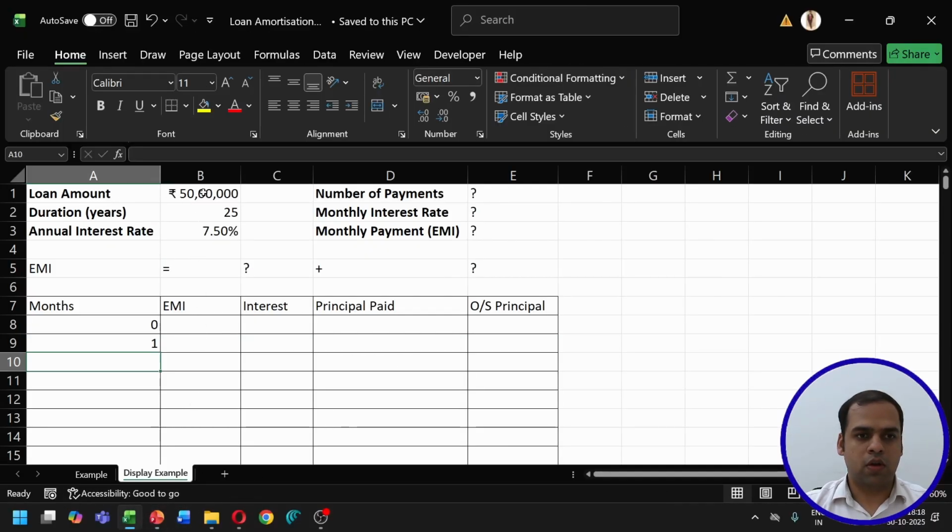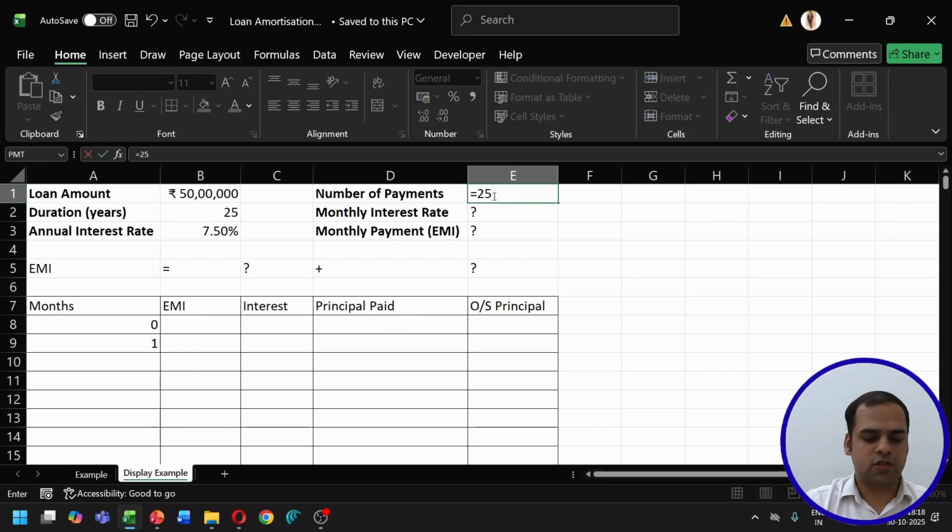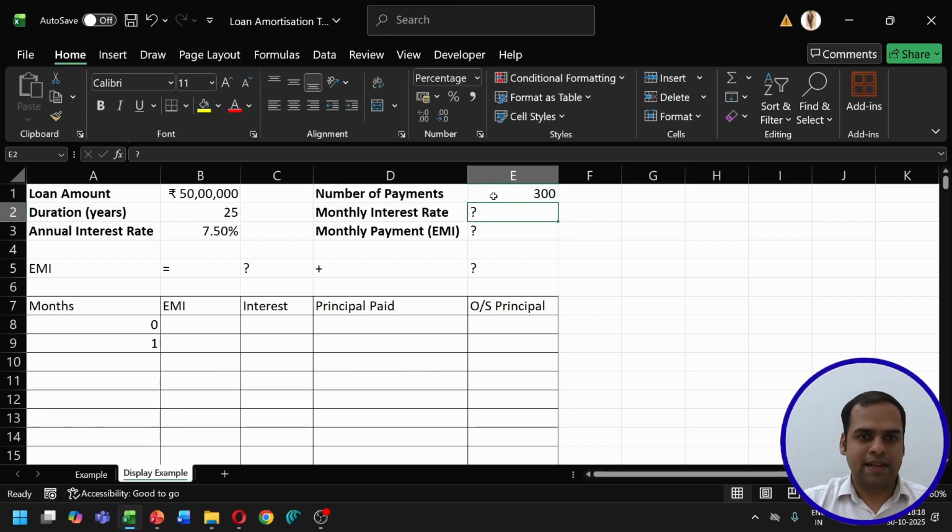So the loan amount is 50 lakh rupees, duration in years is 25 years, and the annual interest rate is 7.5%. To calculate the number of payments, we have taken a loan of 25 years and we will be paying each month. So the number of payments we will be making is 25 years into 12 payments each year. Monthly interest rate: 7.5% is an annual rate, so to calculate the monthly interest rate, it will be 7.5 divided by 12.